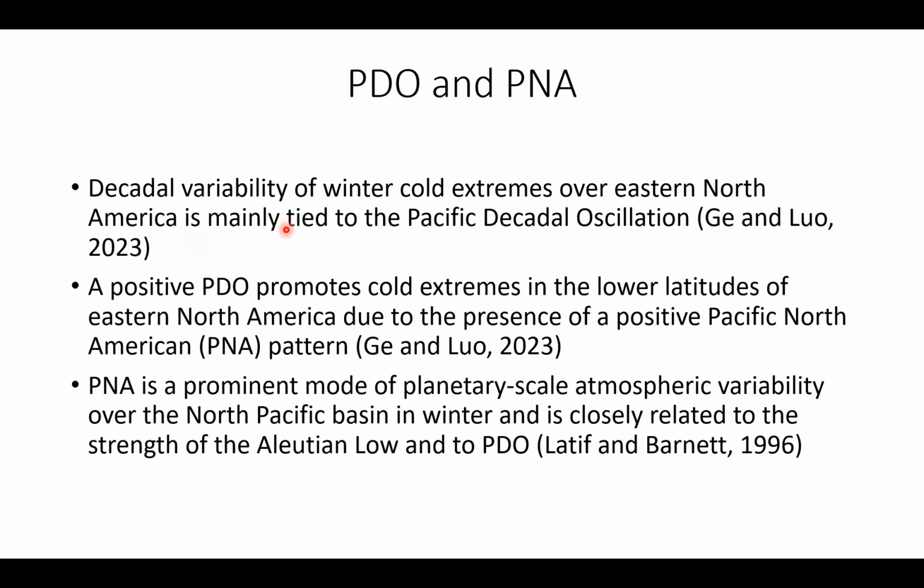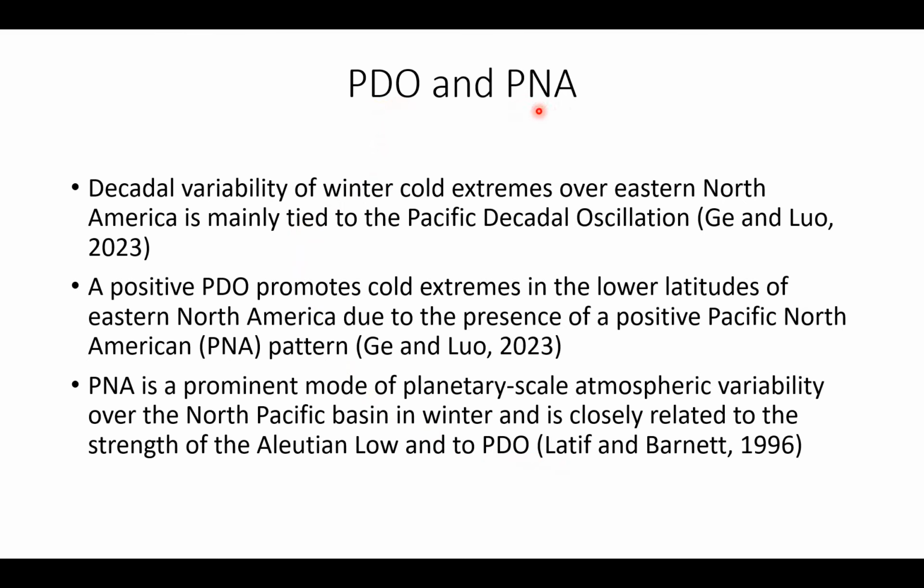Decadal variability of winter cold extremes over eastern North America is mainly tied to the Pacific Decadal Oscillation, or the PDO. So that's really interesting. Positive PDO generally promotes cold extremes in the lower latitudes of eastern North America due to the presence of a positive Pacific North American, or PNA, pattern. That's what Gay and Luo discovered in their paper. The PNA is a prominent mode of planetary scale atmospheric variability over the North Pacific Basin in winter and is closely related to the strength of the Aleutian Low and to the PDO. All right, so interesting, we see a tie or connection between the PDO and the Pacific North American pattern.